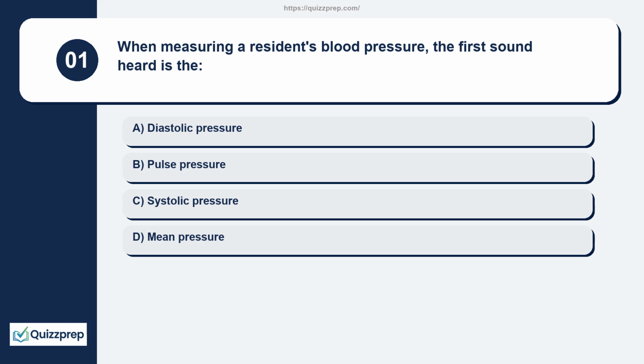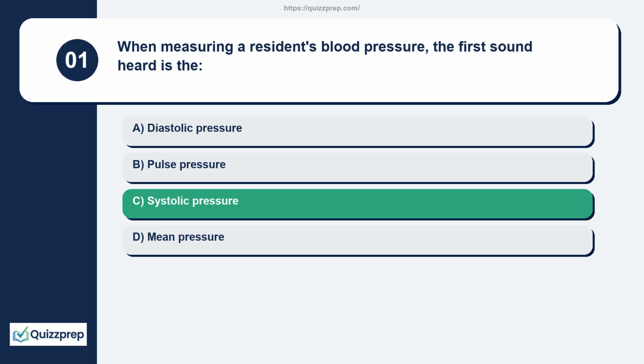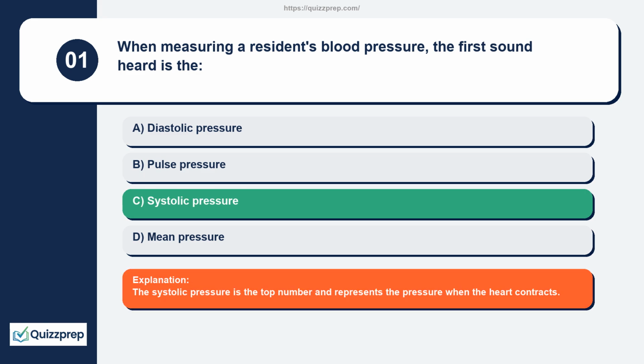Question 1. When measuring a resident's blood pressure, the first sound heard is the: diastolic pressure, pulse pressure, systolic pressure, mean pressure. The systolic pressure is the top number and represents the pressure when the heart contracts.